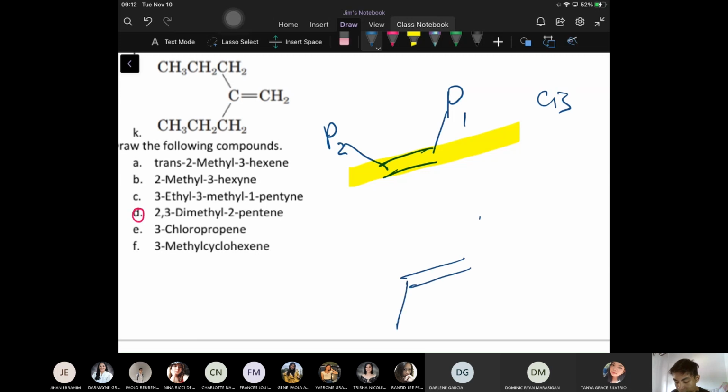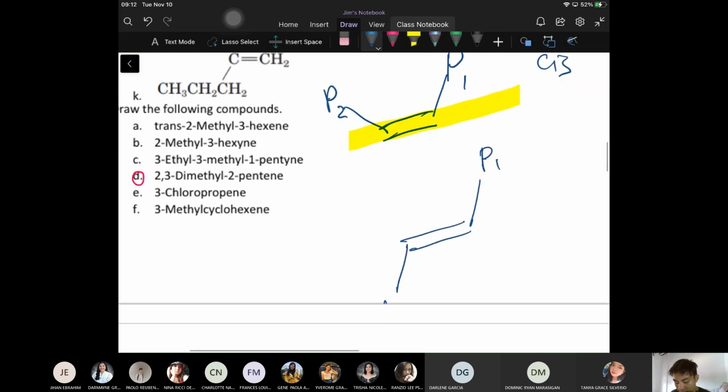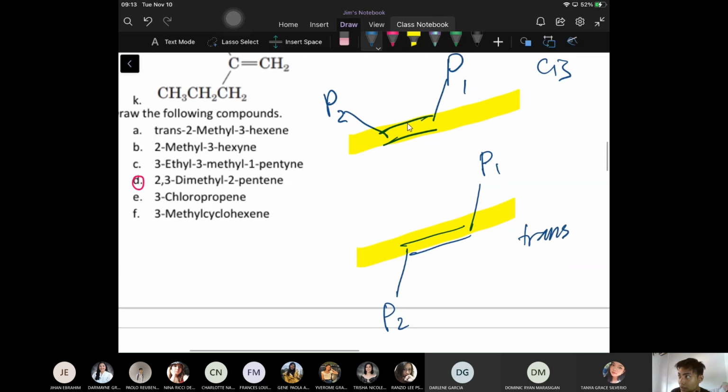Kapag ang priority groups mo ay nasa opposite sides ng double bond, okay, yung isa nasa taas, yung isa nasa baba, yan ay trans. Okay? So, cis, kapag nasa same side, pwedeng parehas nasa taas, parehas nasa baba. Pag trans, yung isa nasa taas, yung isa nasa baba. Okay? So, ganun yung cis and trans isomerism for alkene. Yung alkyne, wala yung cis and trans, kasi triple bond, linear yan. Okay? So, wala siyang isomers.